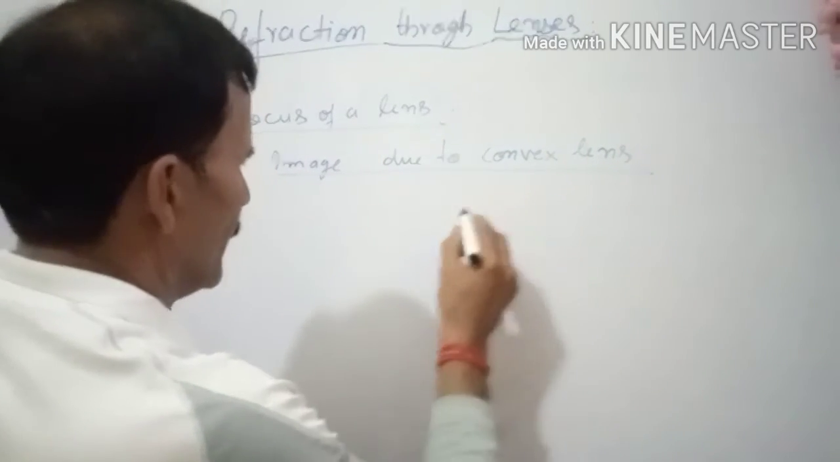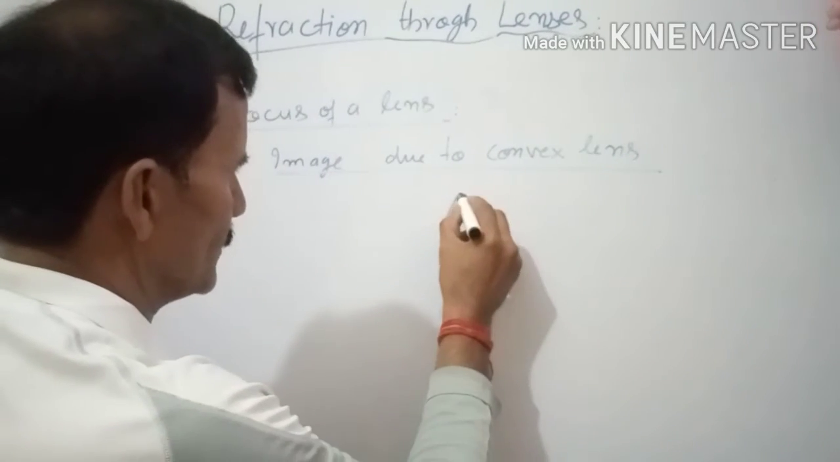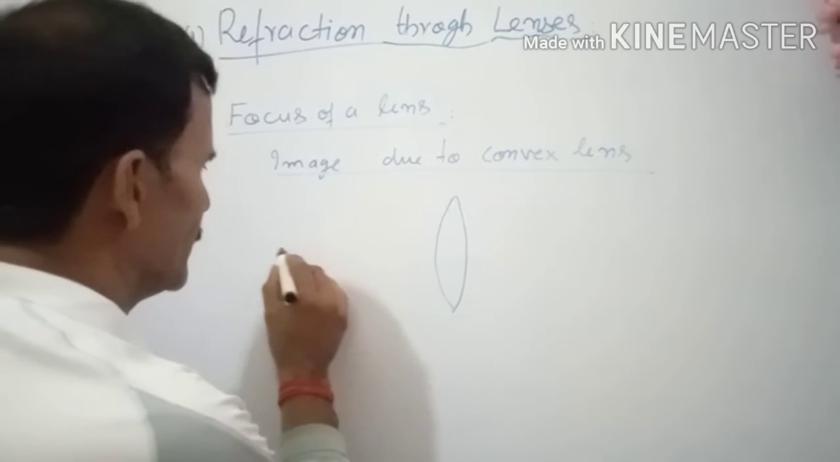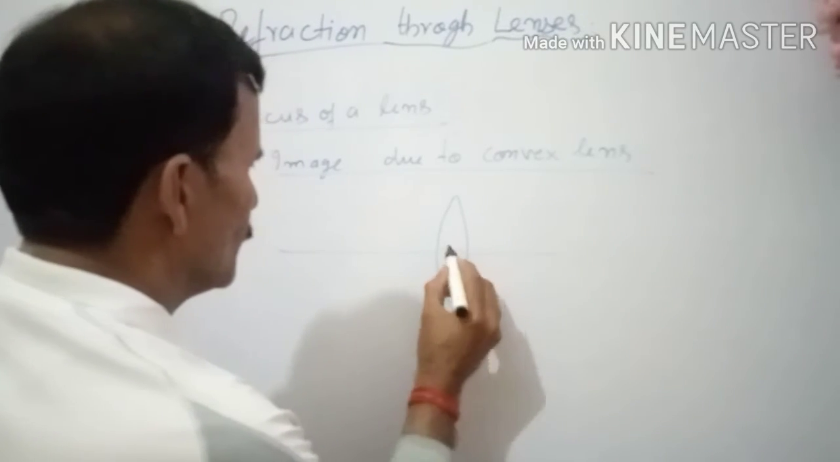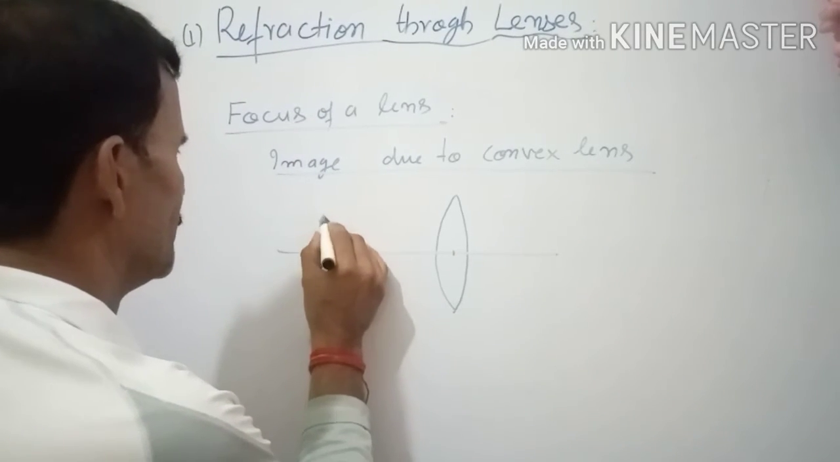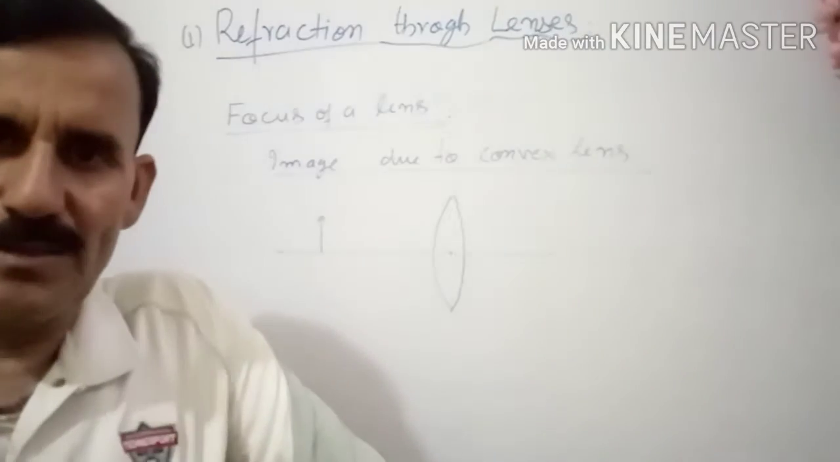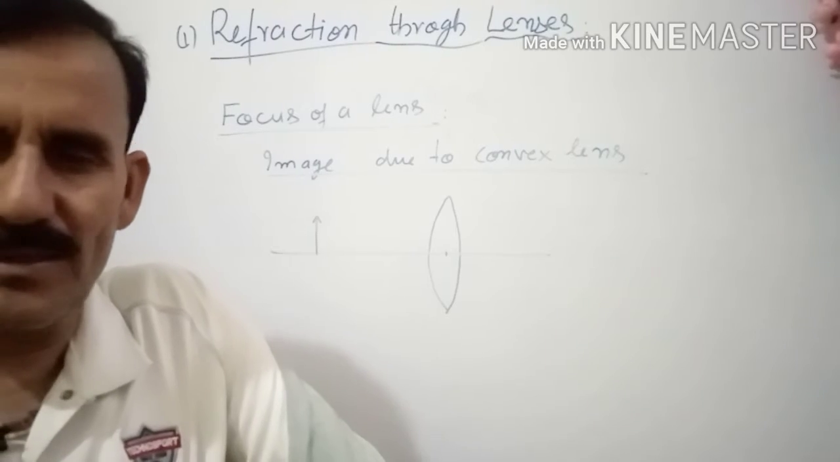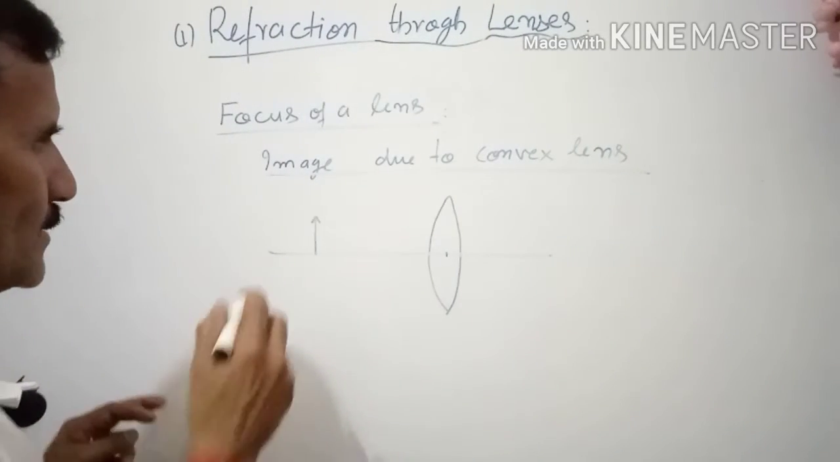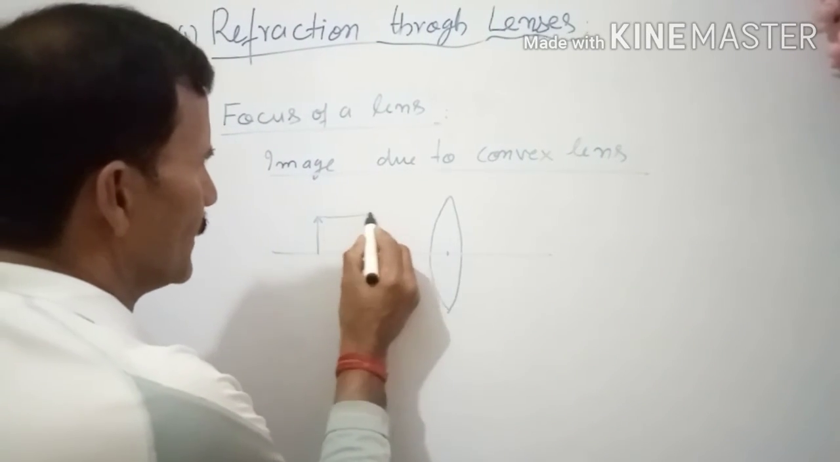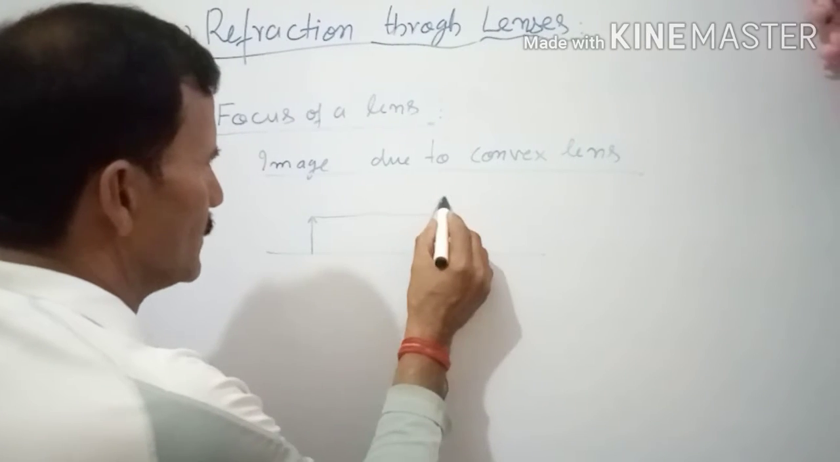Simply, there are laws, but we are going to do the laws here. It is a principal axis, so suppose there is an object like this. There can be two kinds of objects, either line objects or point objects. So let me make this further. You will take one ray parallel to the principal axis.